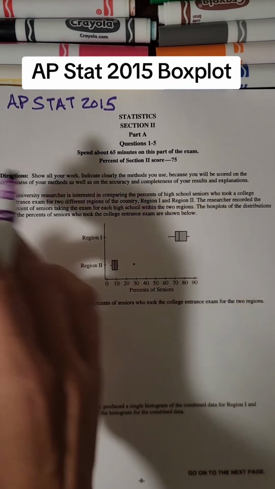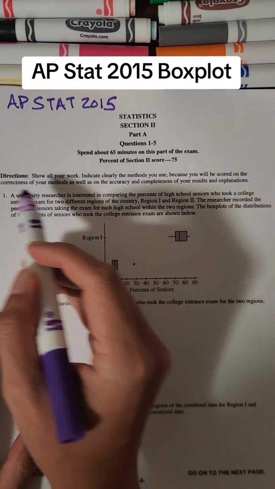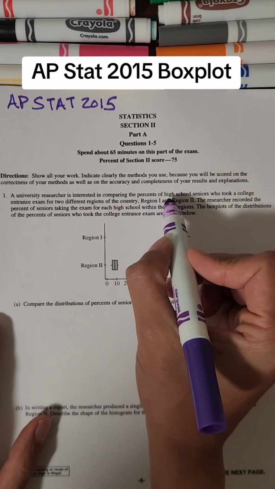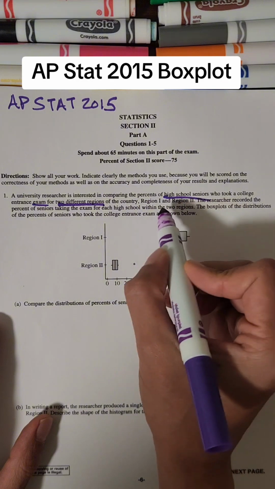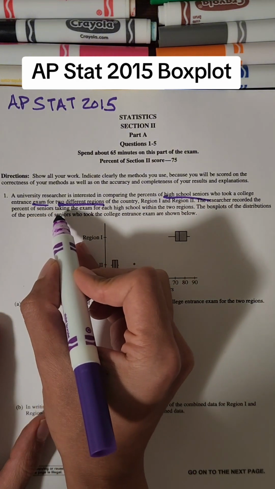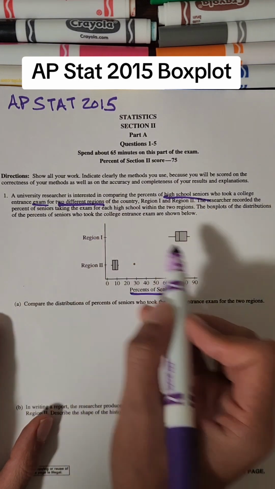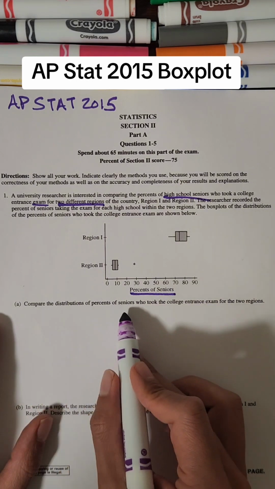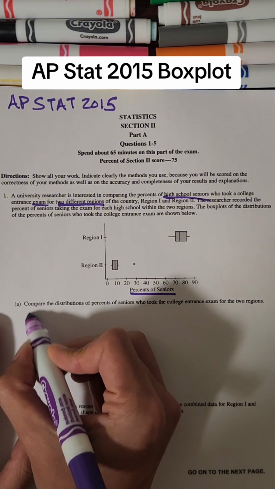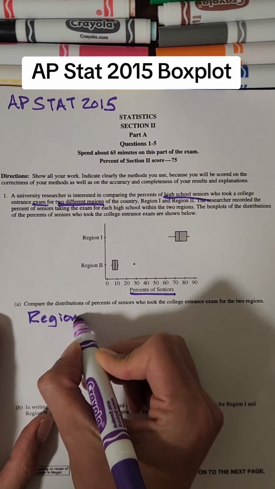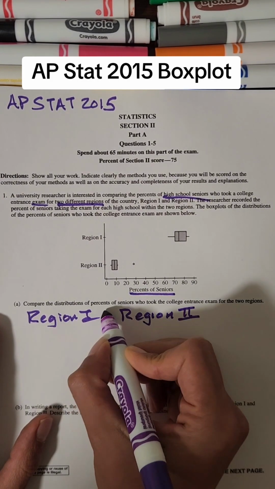All right, let's take a look at this AP Statistics 2015 question, part A. Here we have high school seniors who take an exam in two different regions, region 1 and region 2. We look at the percent of seniors taking the exam within the two regions, and we have a box plot. Compare the distribution of the percent of seniors who took the college entrance exam for the two regions. Let's say region 1, region 2, and we want to compare.